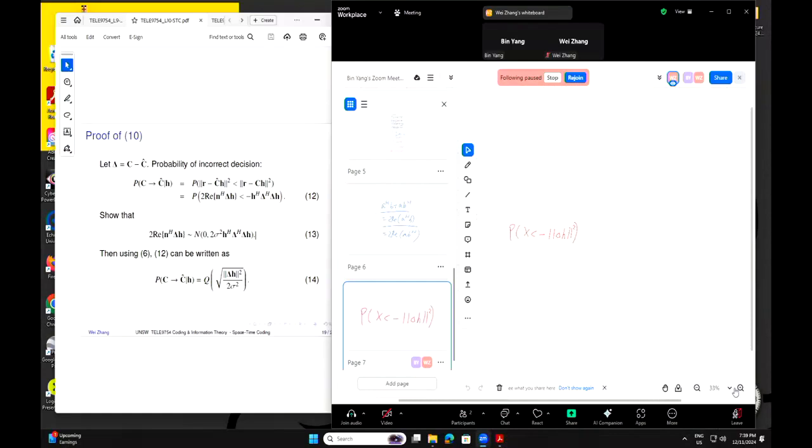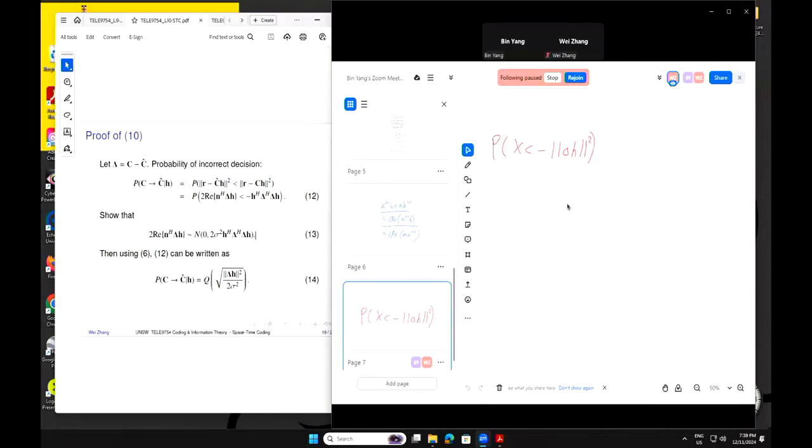Okay, move to here. That's the last step, right? X smaller than minus delta H. And X is the Gaussian distribution. We just mentioned X is the Gaussian distribution, with average mean 0. The variance is 2 sigma square and delta H square. That is the variance.